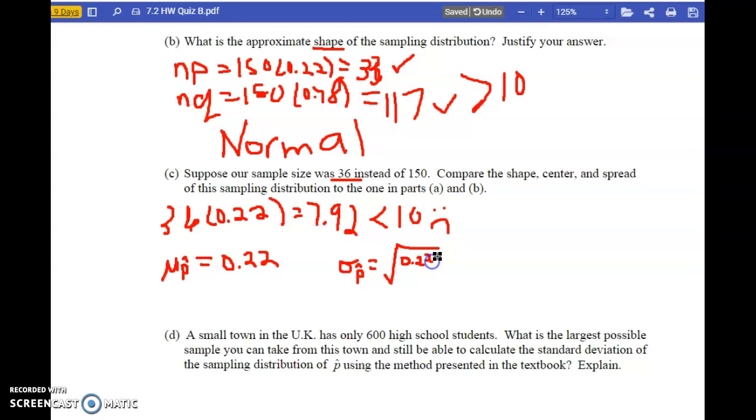And obviously the 10% condition here is met, because if 150 was less than 10%, 36 is also less than 10%. Here's a big square root. So you end up getting 0.069. So you see the standard deviation is larger. So the shape is non-normal. The center is the same at 0.22, and the spread, the standard deviation, is increased. It's a bigger spread of 0.069.